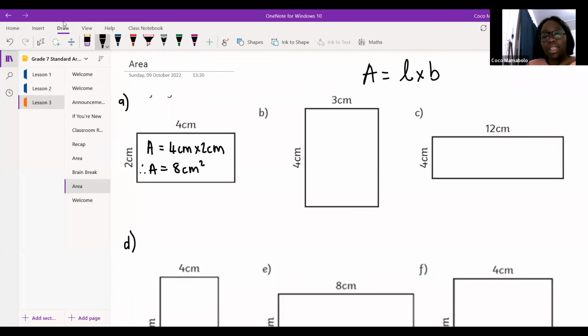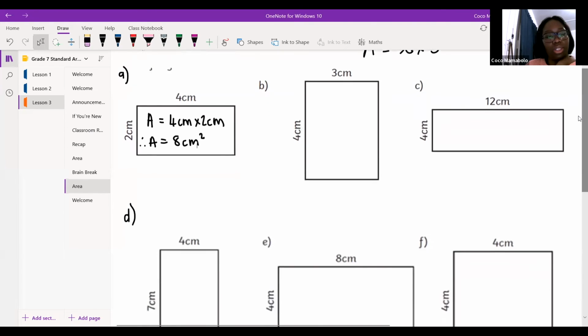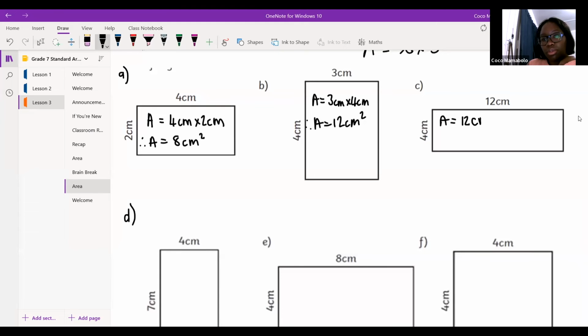That's okay, keep going. I'll scroll up just a little bit so you can see the numbers. Okay, area is equal to 3 centimeters times 4 centimeters. Therefore, area is equal to 12 centimeters squared. For this one, area is equal to 12 centimeters times 4 centimeters. Therefore, area is equal to 48 centimeters squared.